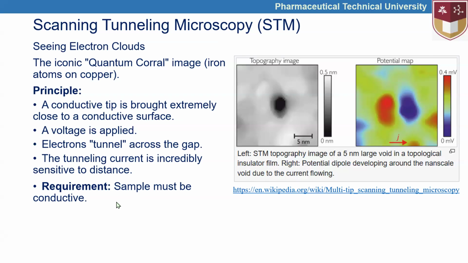If the electrons cannot go across the gap, then we cannot obtain images like this. Here is the STM, scanning tunneling microscopy, topography image of a 5 nanometer large void in a topological insulator film, with a potential dipole developing around the nanoscale void due to the current flowing.